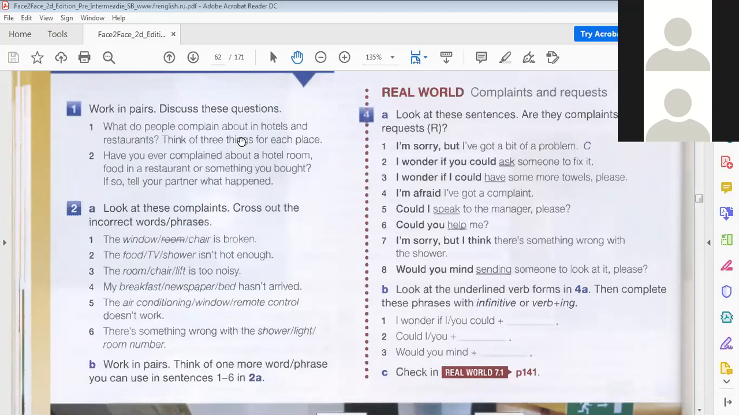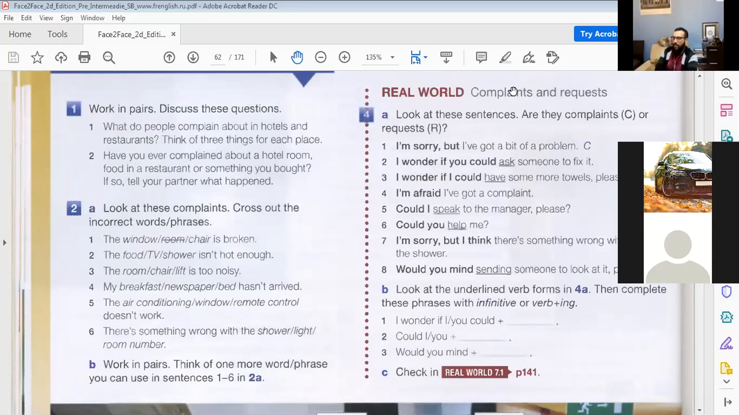Some common complaints. Problems related to the furniture. Maybe the bed is not good, or something is broken. Okay, yeah, so maybe something is not working, maybe the shower is not working, maybe the air conditioning is not working. True. Okay, this is another common problem.